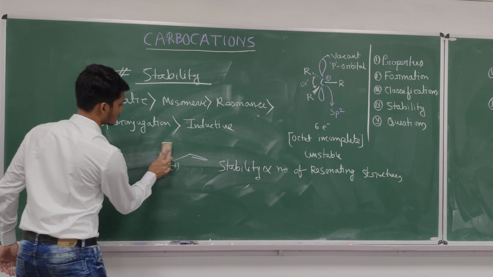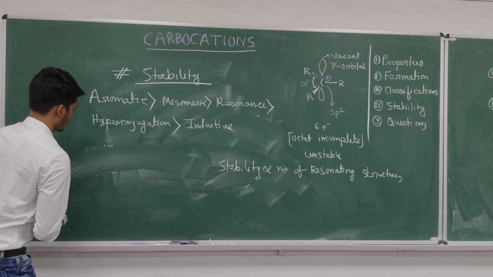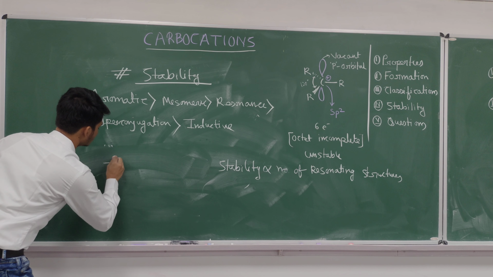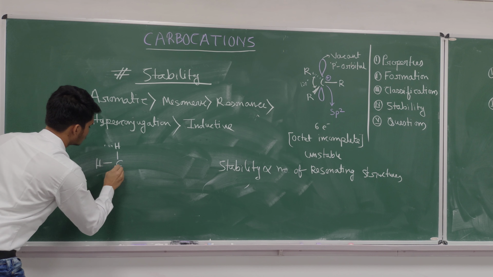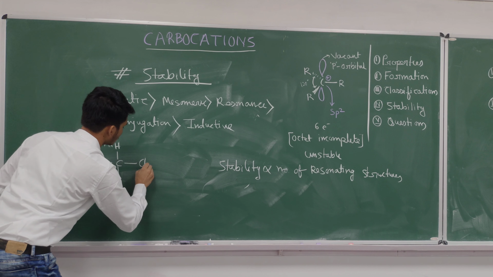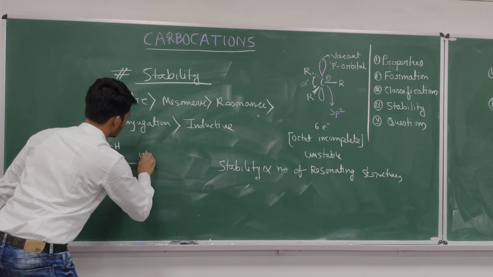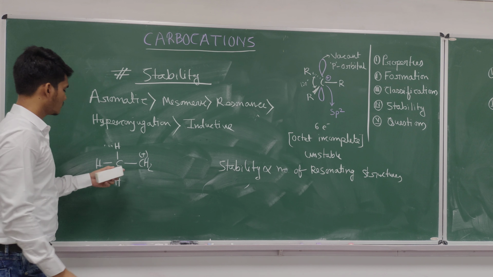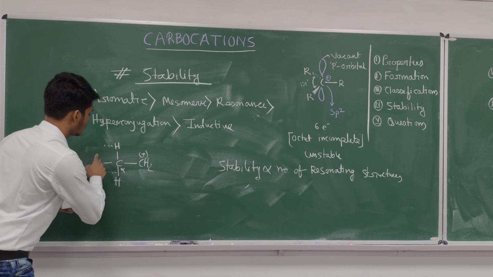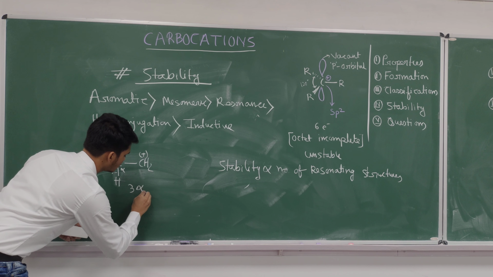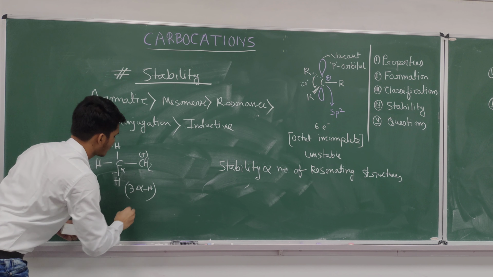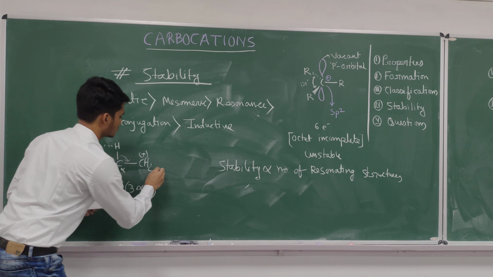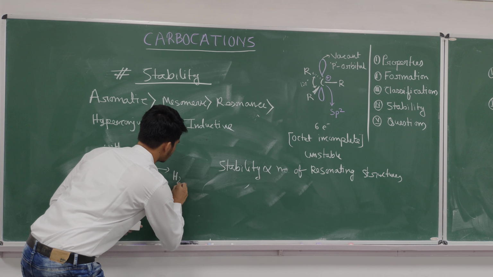And the next one is hyperconjugation. Let's take one example to understand. Hyperconjugation, we all know, is a no-bond resonance. The carbon atom adjacent to the carbocation is called the alpha carbon. It has 3 alpha hydrogens. Now you can go like this and we will generate C2H2.